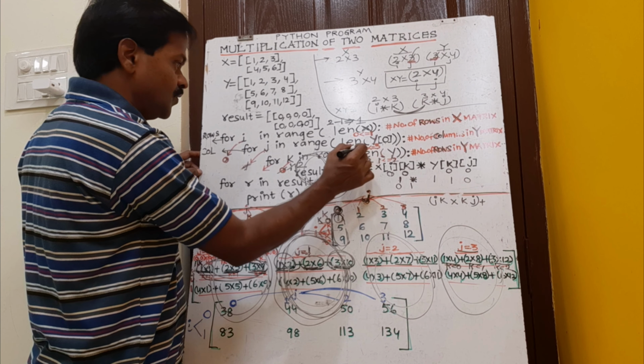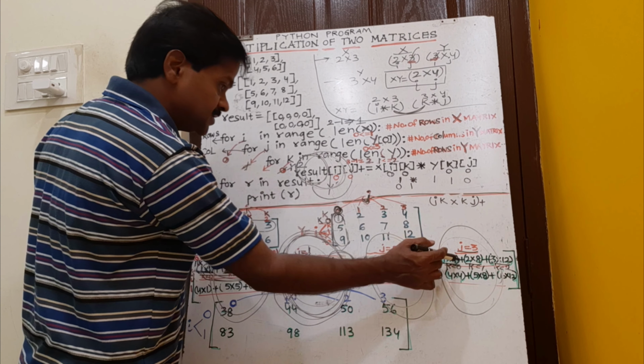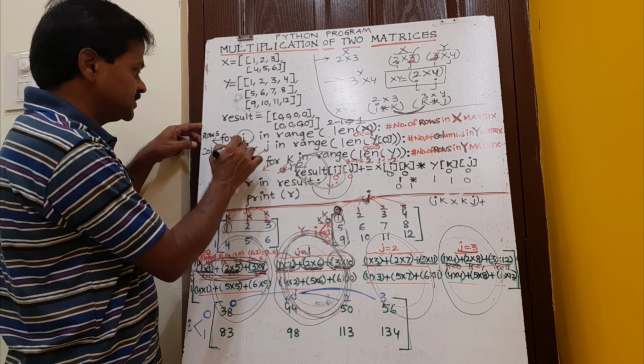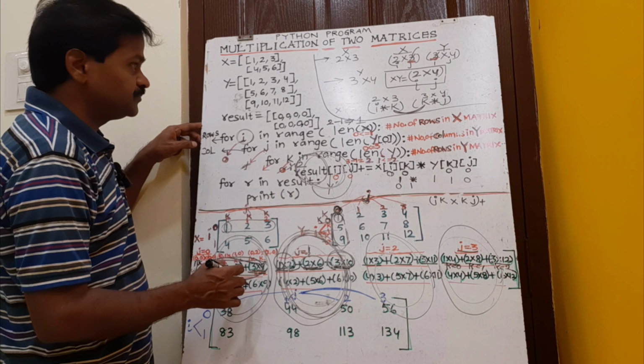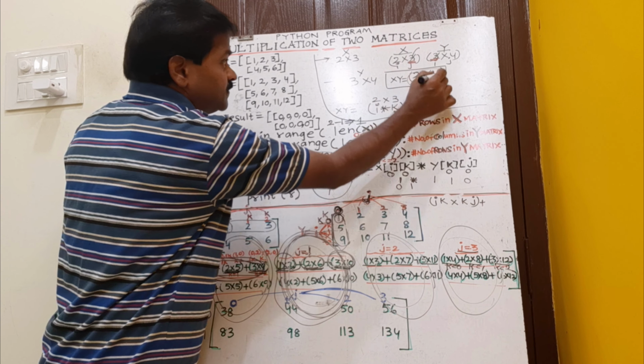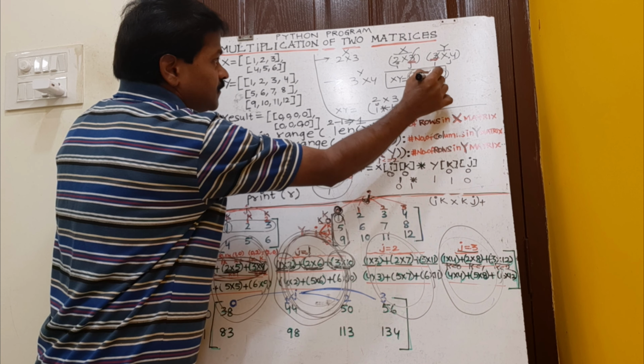0 less than or equal to 3, 1 less than or equal to 3, 2 less than or equal to 3, 3 less than or equal to 3. So, the I loop will be rotated 2 times, the J loop will be rotated 4 times. 2 rows and 4 columns. Our result matrix is 2 by 4: I will be 2 rows, J will be 4 columns.